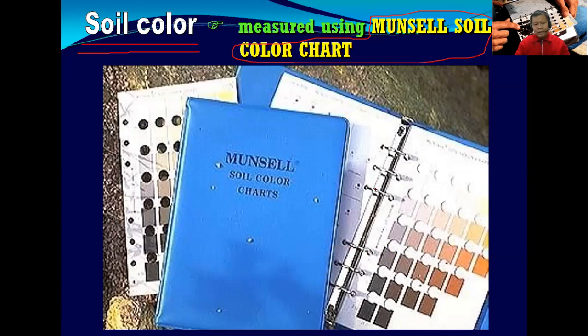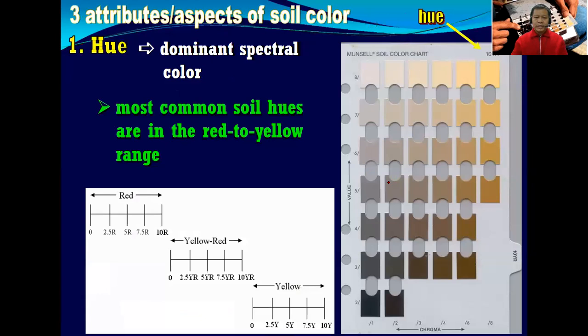So, bakit importante malaman natin yung color ng lupa? It is important that we would be able to tell the qualitative and the quantitative description of the soil color because it is difficult to describe colors without any measurement, so that researchers and readers, soil scientists, would be able to understand what particular soils have been talked about when we talk about soil color. Okay, so this is the Munsell soil color chart.